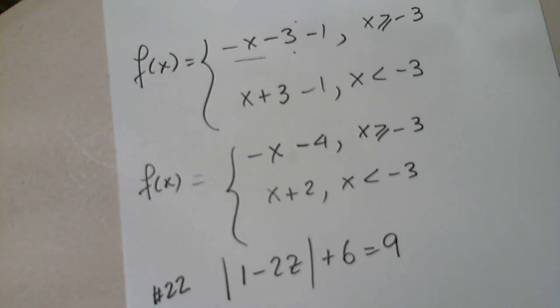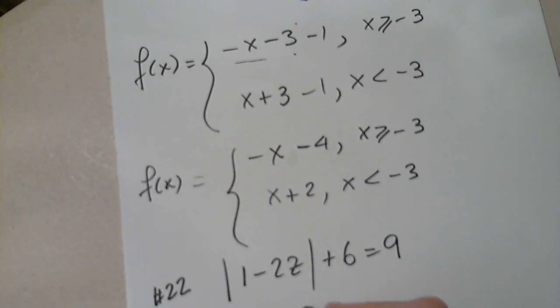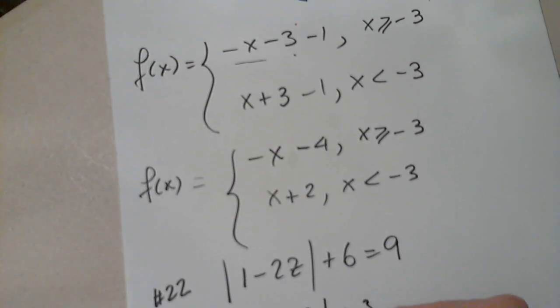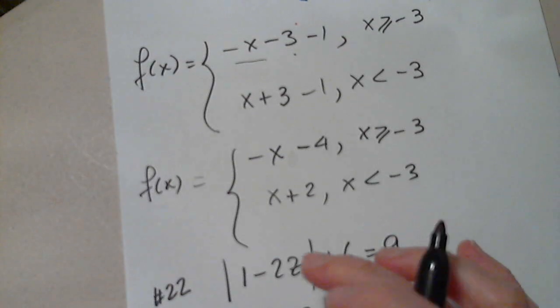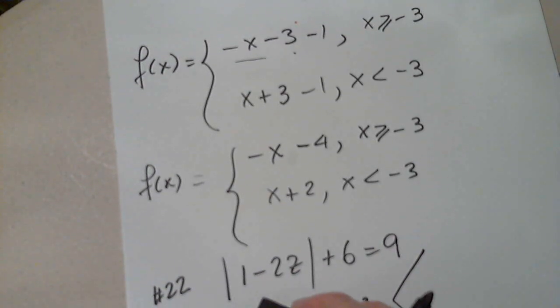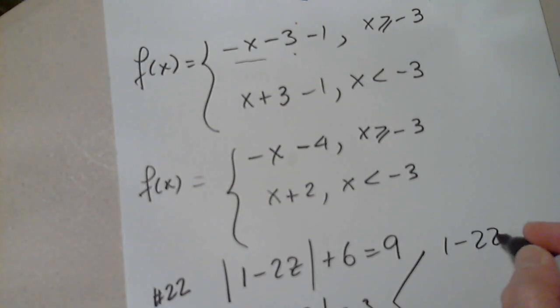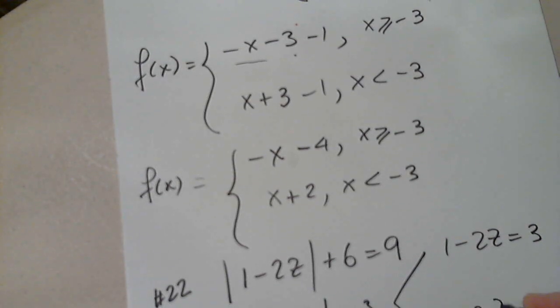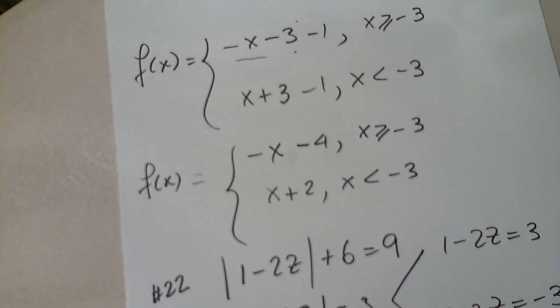Subtract 6. Of course. So the absolute value of 1 minus 2z equals 3. And remember, we have two options. This to be 3 and this to be negative 3. How come? Because if I put in here 3, the absolute value of 3 is 3. If I put in here negative 3, the absolute value of negative 3 is 3. That's why this quantity can be 3 or negative 3. So 1 minus 2z equals 3. 1 minus 2z equals negative 3. Yes, I have to solve for z.